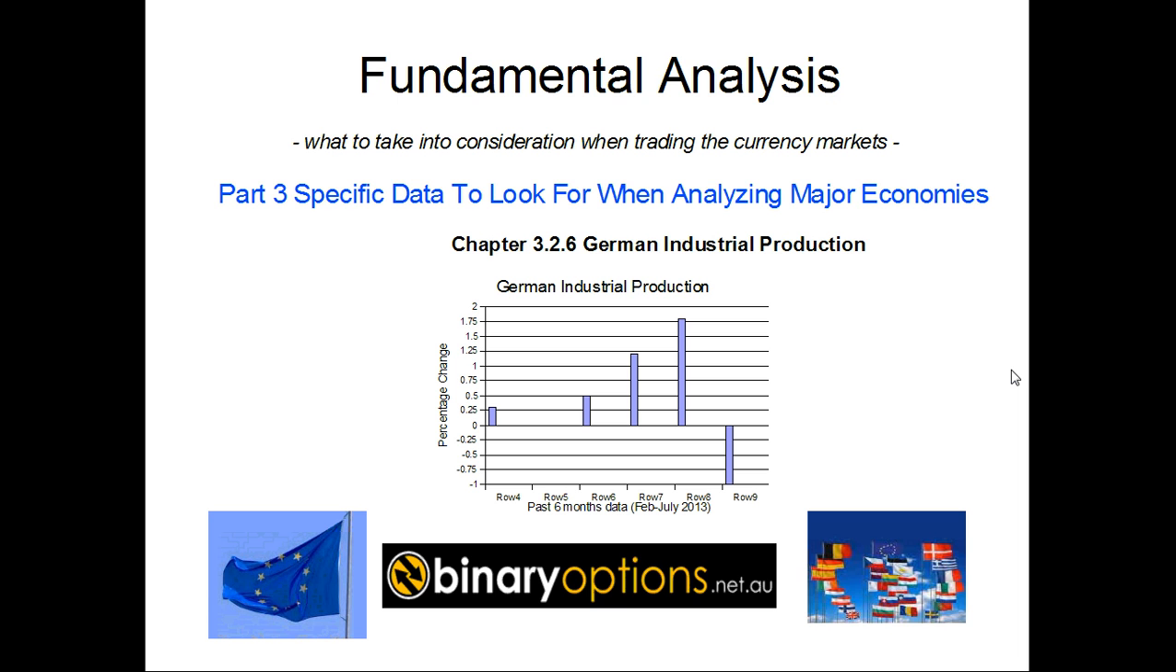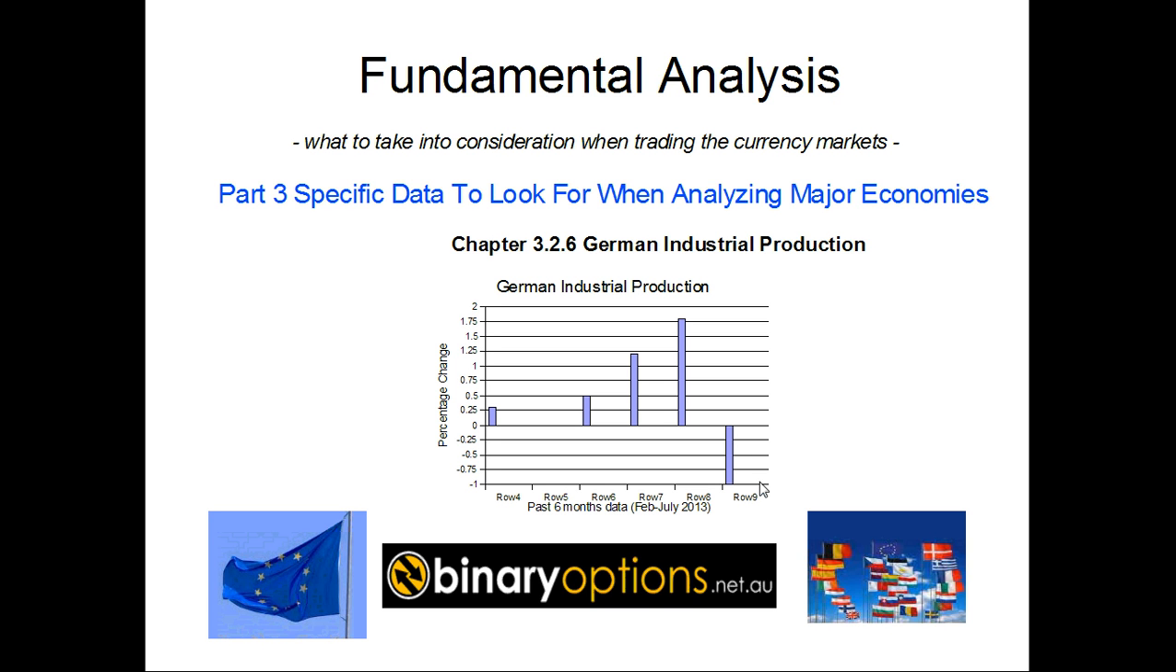Looking at the past 6 months worth of data that we are analyzing under our project here, you are seeing that on the horizontal you have the 6-month data from February till July 2013, and we have a rising trend. Even if for March, for example, we had 0 as a value, we have a rising trend nevertheless for February, then March, April, May, June, up to 1.75% increase on a monthly basis for the German industrial production, with July coming down 1% in the negative territory.